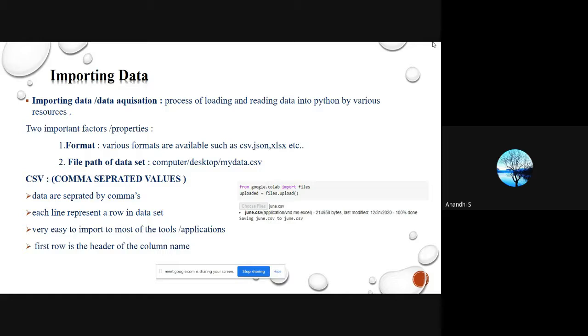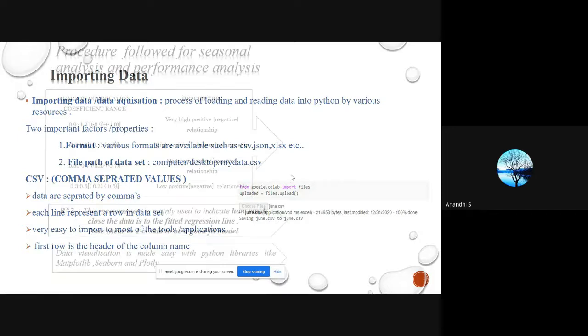And the first row here is the header of the column names, and these two are important factors while importing data. I have worked in Google Colab, so these two factors are the most important, like the format and the file path of the dataset. Format, we all know that CSV, JSON, XLS, everything is available. I have used a CSV file, and the location, whether we saved it in desktop, at that particular file path we have to input. This is the code I have used to import the data.